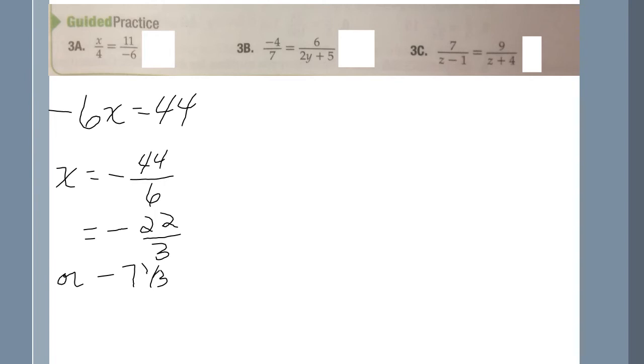or if you use the calculator, negative 7.3 repeating. So if you're going to do that and use a calculator, you better make sure you put the correct notations in.